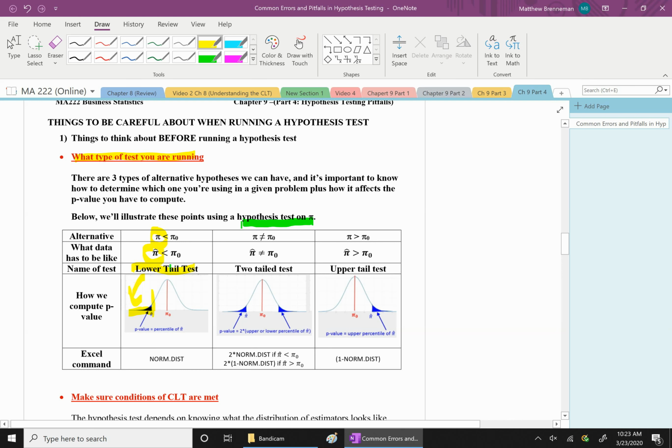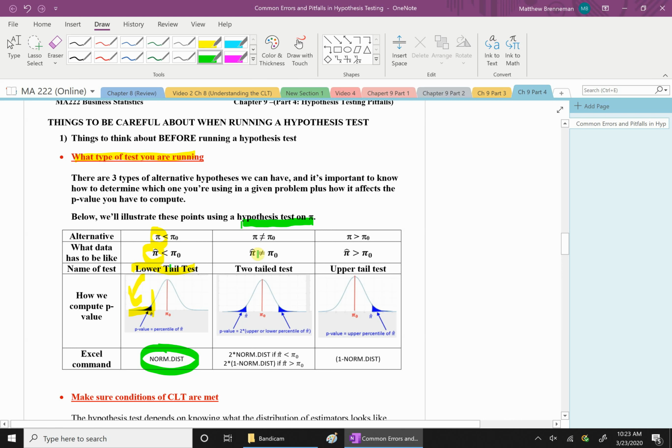Okay. And again, how we would do this in Excel, and we're going to work problems in the next video, we would use norm.dist. Why? Because here we're computing the percentile in the lower tail of a value for some normal distribution. And we know this has a normal distribution by the central limit theorem. This is where this distribution came from.